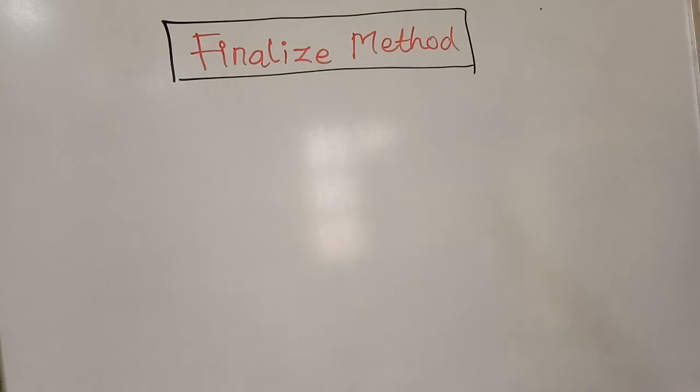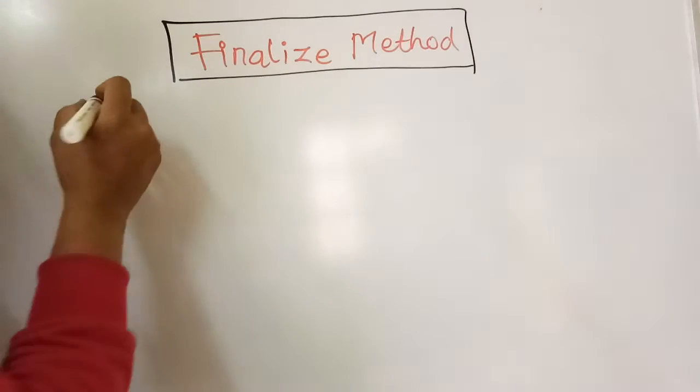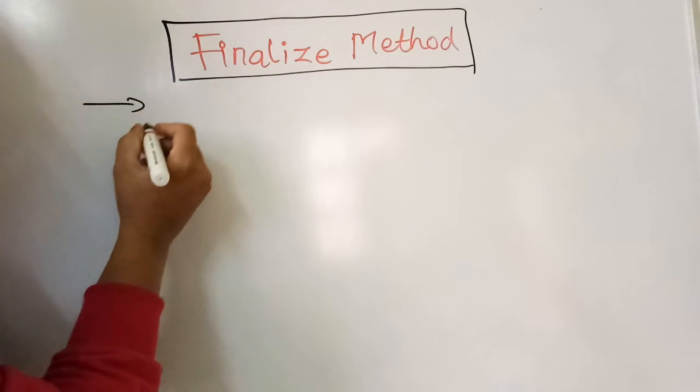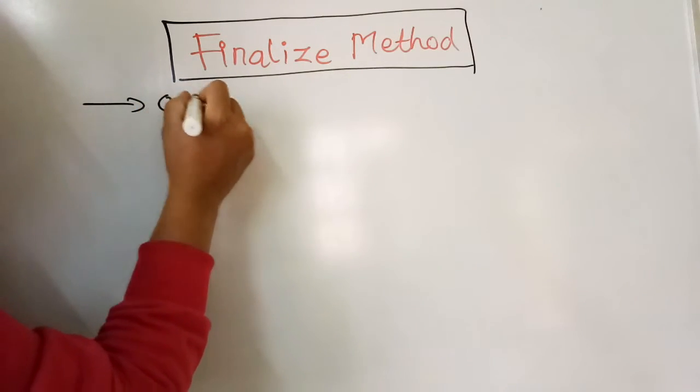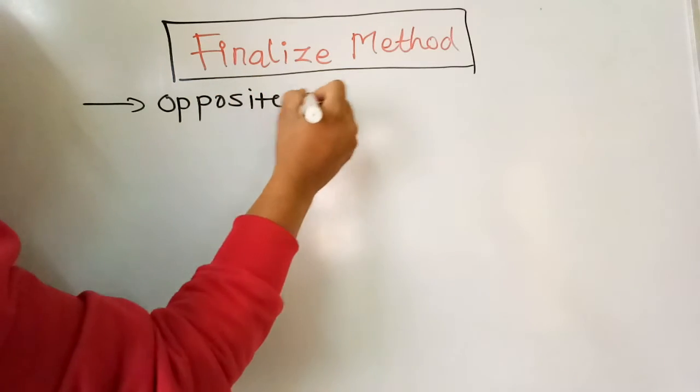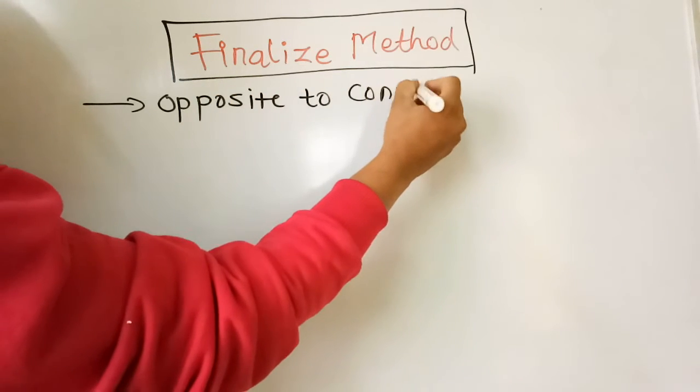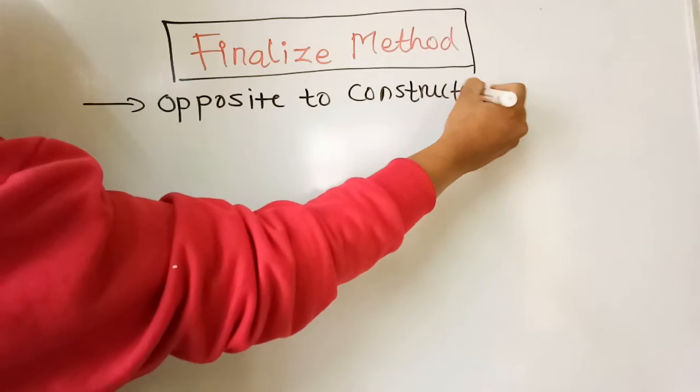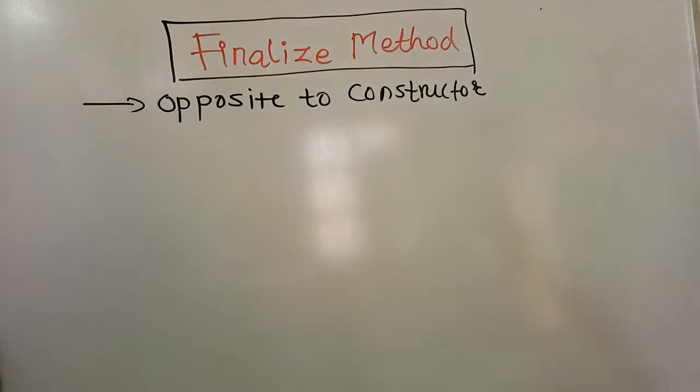In this video, we will see another mechanism of classes and objects, and that is nothing but the finalize method. What is the finalize method? It just performs the work opposite to the constructor. What does it mean? Finalize is a mechanism that works opposite to the constructor.